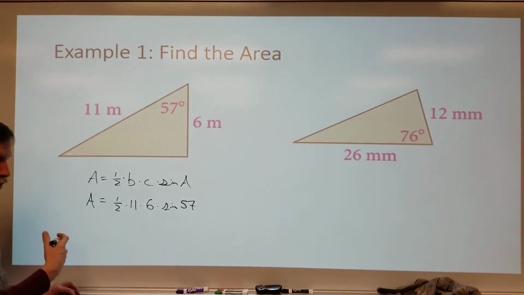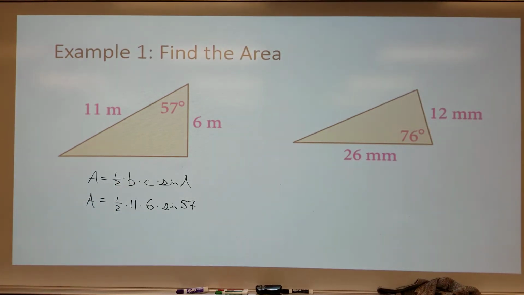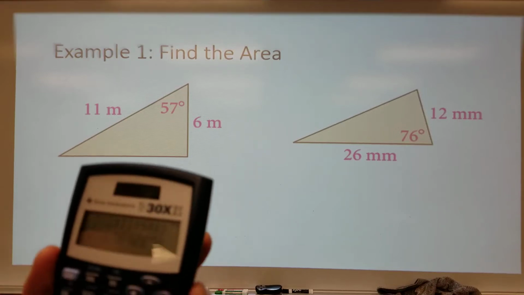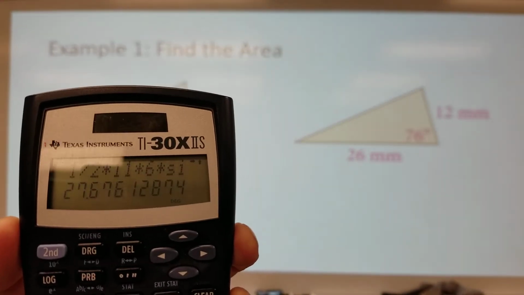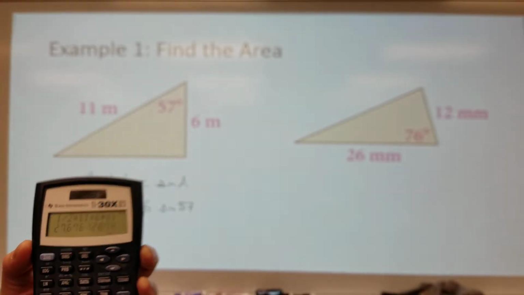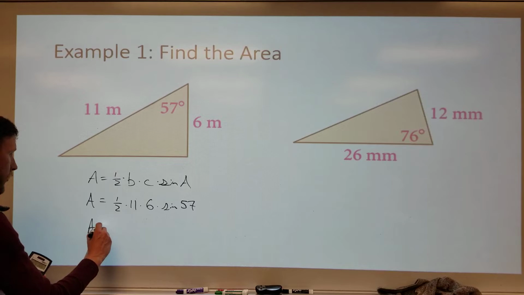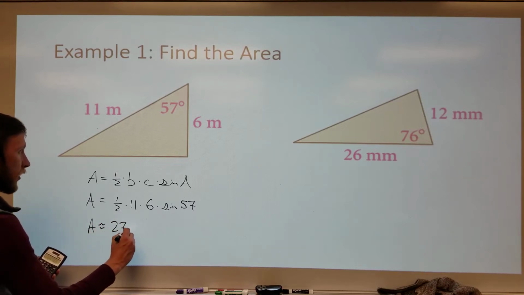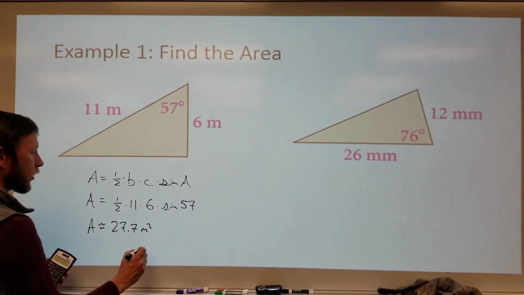All right, so let's multiply those. In our calculator, we're going to take 1 divided by 2 times 11 times 6 times the sine of 57. Check your answer and see if it gives you the same answer as me. I get 27.676, so I'm going to round that and call that 27.7. The area is approximately equal to 27.7 square meters.